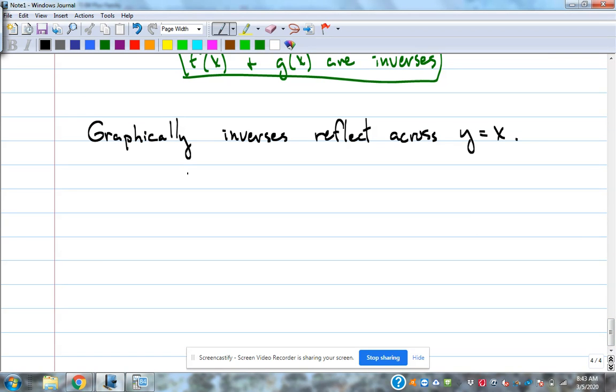But it may give you a graph in the practice that asks, are these inverses of one another? It'll have two functions drawn. You're supposed to look at the y equals x line and see if it reflects. That's how you do it, because you don't have an equation.